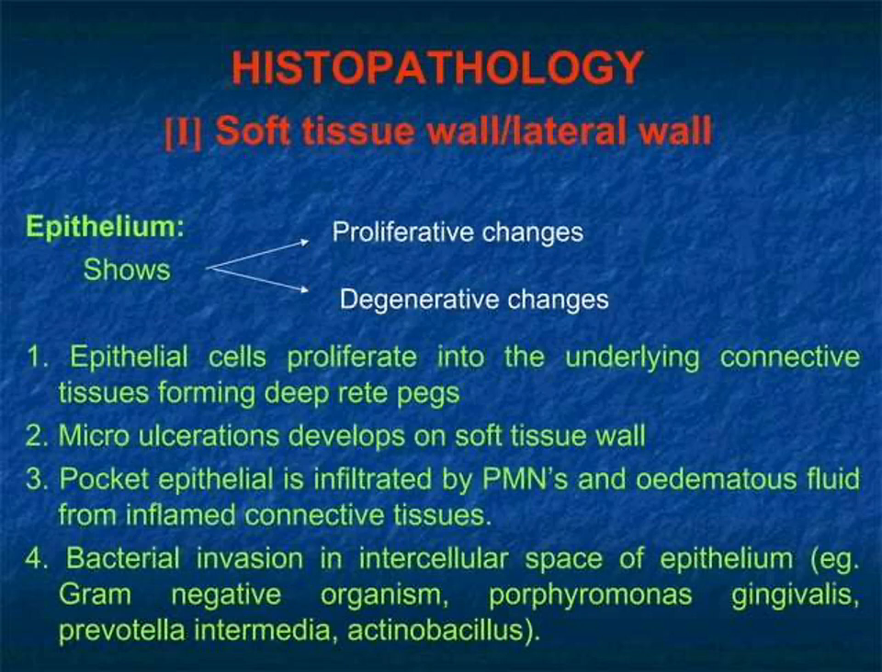Histopathology. Soft tissue wall or lateral wall shows changes in the epithelium as well as the connective tissue. The epithelium shows both proliferative changes as well as degenerative changes. Epithelial cells proliferate into underlying connective tissue forming deep rete pegs. Microulceration develops on the soft tissue wall. Pocket epithelium is infiltrated by PMNs and edematous fluid from inflamed connective tissue. Bacterial invasion occurs in intercellular space of epithelium.